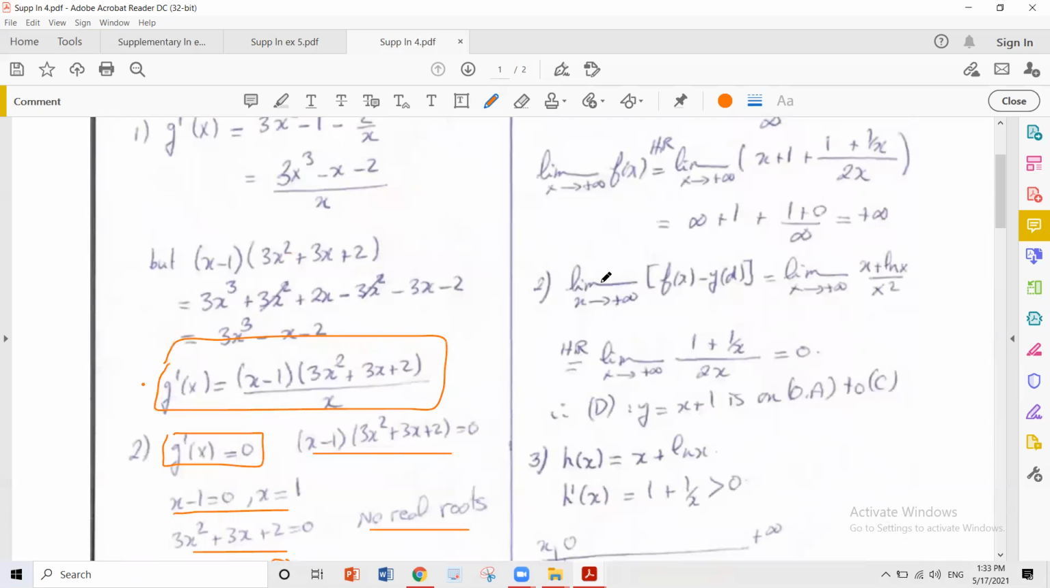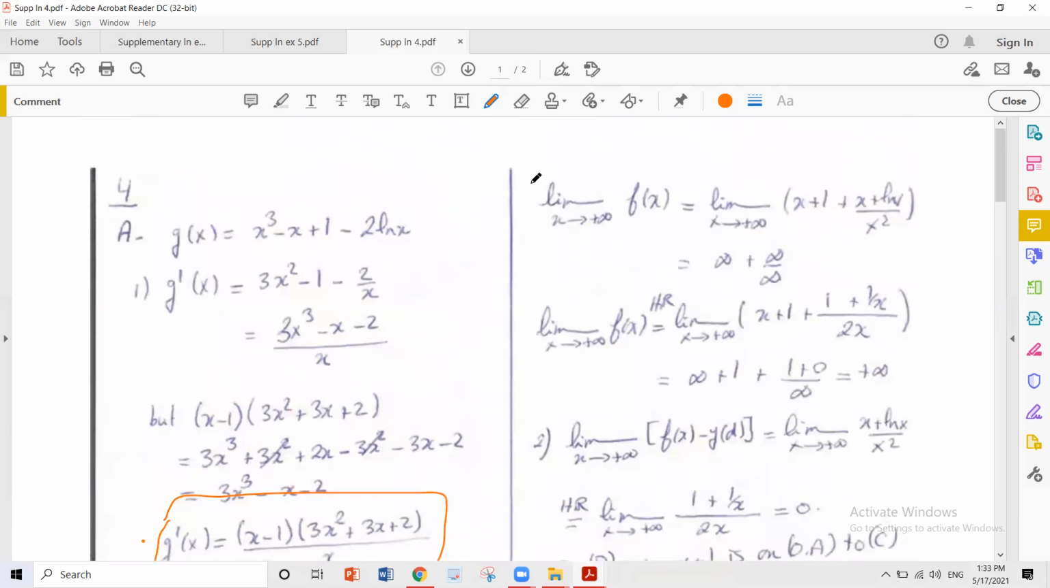Limit at plus infinity, how much do you get? We replace x by infinity and we get infinity over infinity, an indeterminate form. We apply Hospital's rule to this part, to the fraction part.